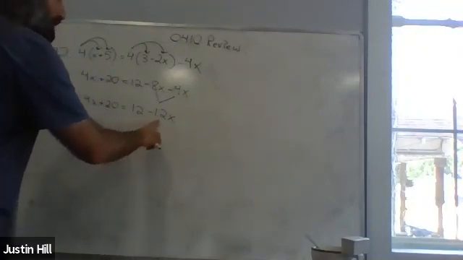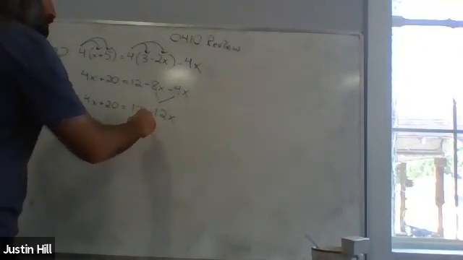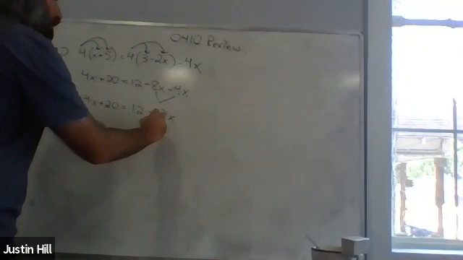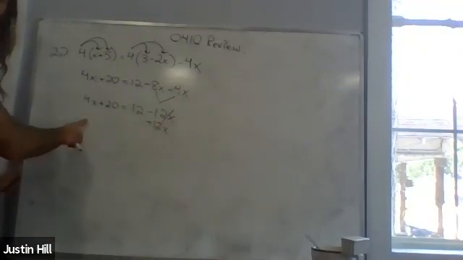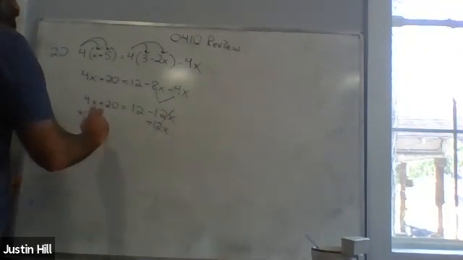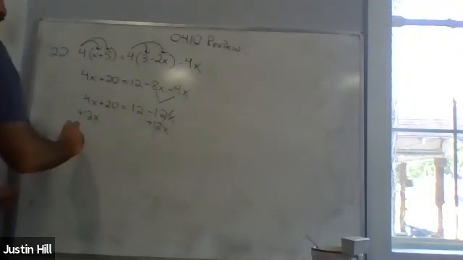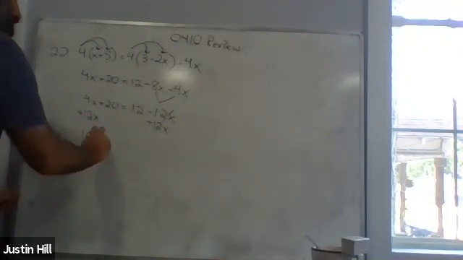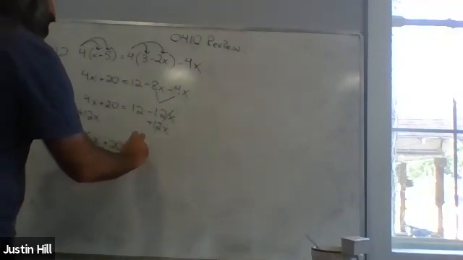So to get rid of this minus 12x, we want to do the opposite. The way you eliminate things is you always do the opposite of the operation. So that's plus 12x. Get rid of it. And whatever you do to one side, you need to do to the other to keep things balanced, to keep this equals. So we'll add 12x to that side. And so what you end up with is 16x plus 20 equals 12.